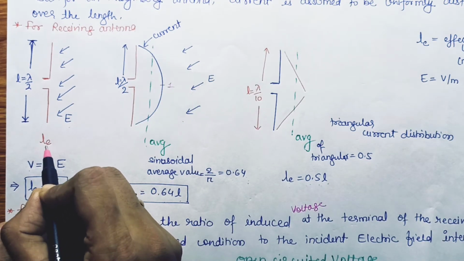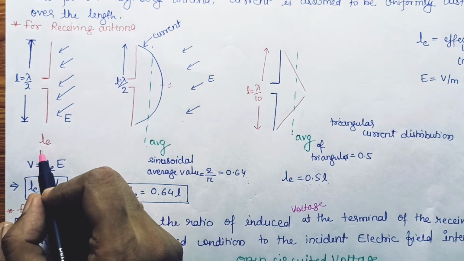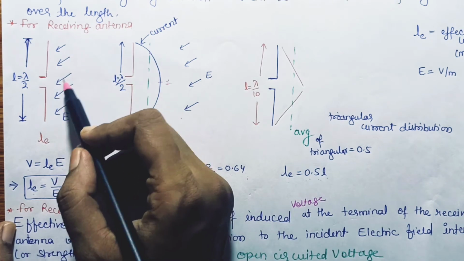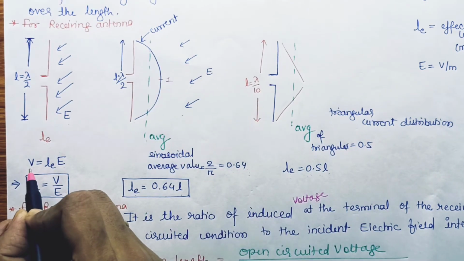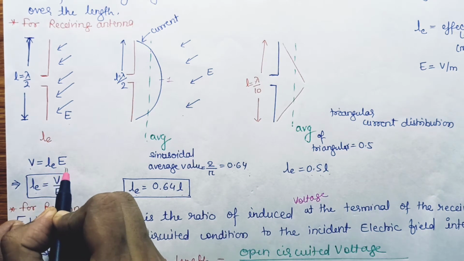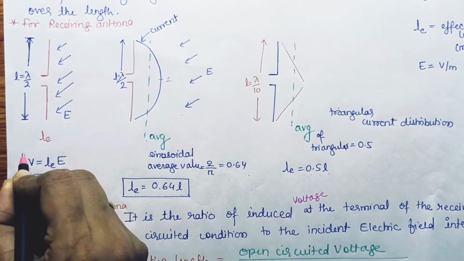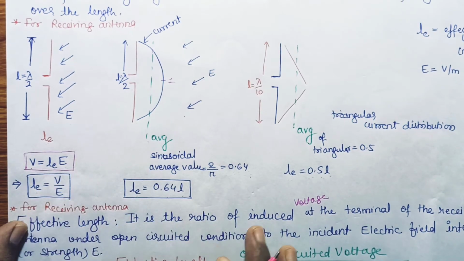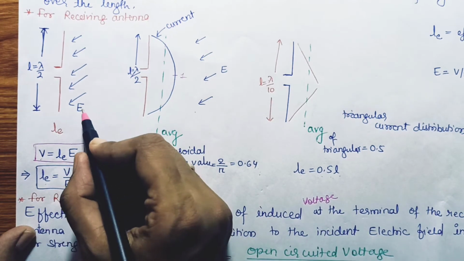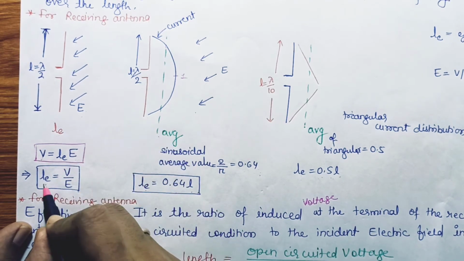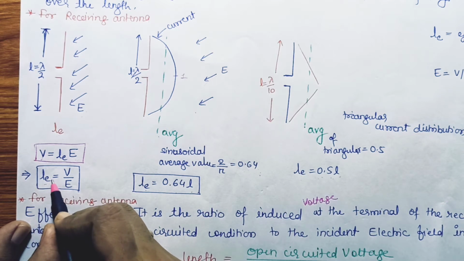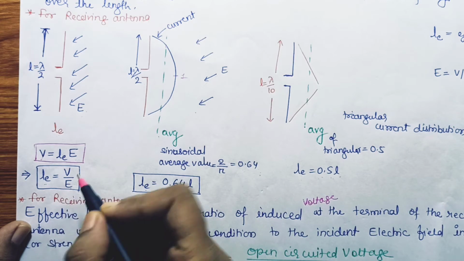It shows the effectiveness of an antenna to radiate or to receive electromagnetic energy. This electric field is coming towards that antenna and voltage is induced into the antenna. V is equal to effective length into electric field. This gives us the voltage induced into the antenna. If we know the electric field and the voltage induced, by using these two we can get the effective length of an antenna. Then L is equal to V upon E.